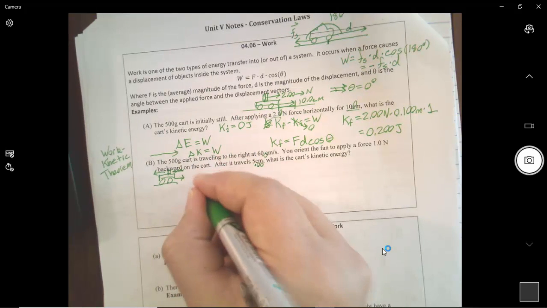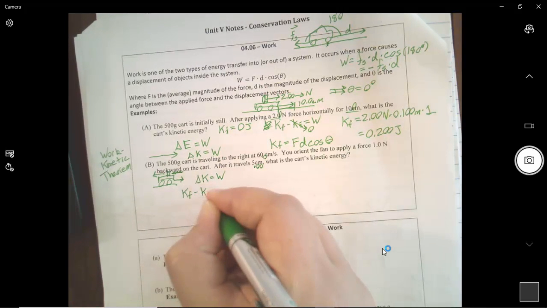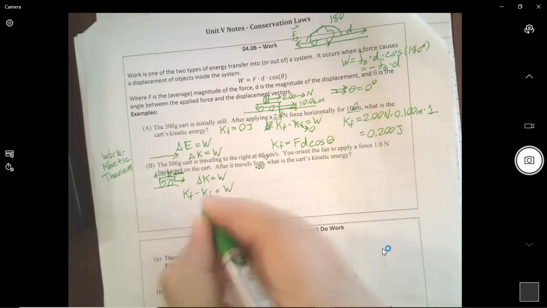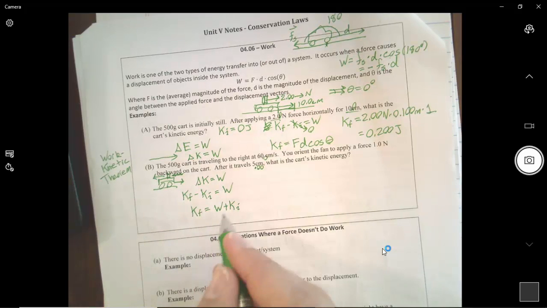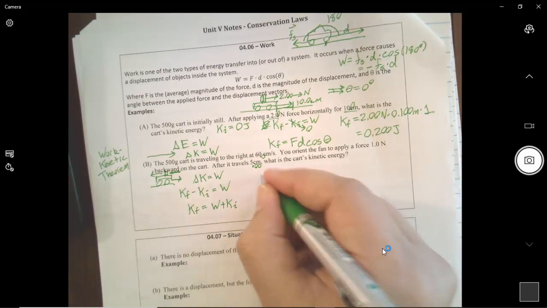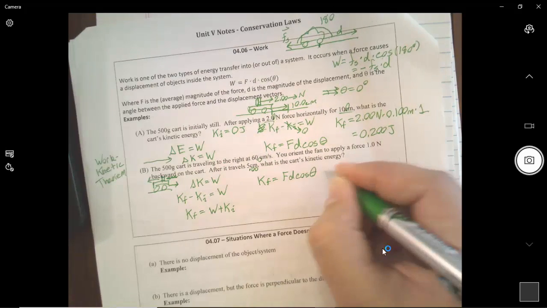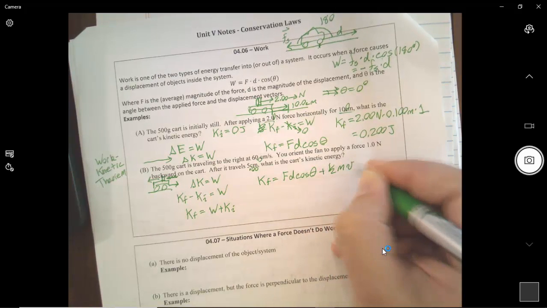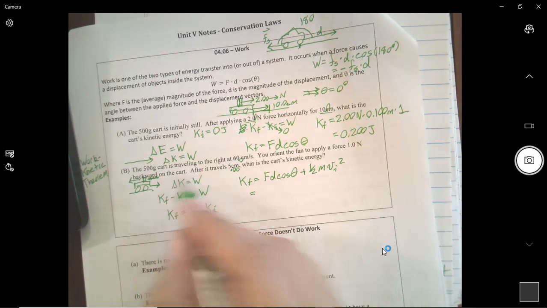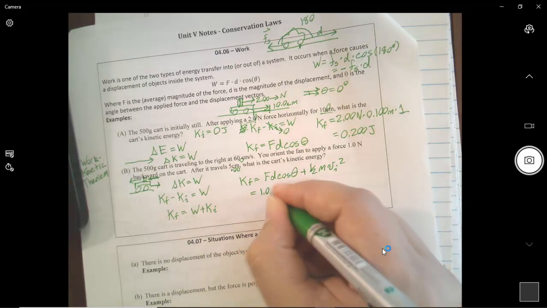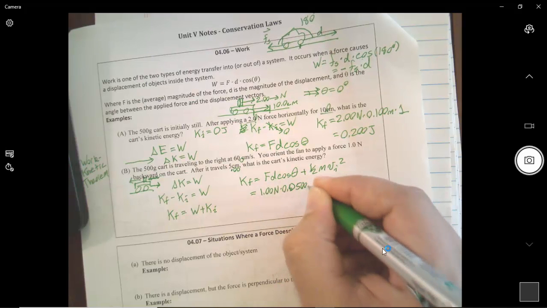Similar scenario, we're going to have delta K is equal to W. So we're going to have Kf minus Ki is equal to W. So Kf is equal to W plus Ki. Now the difference here is we actually have a Ki. So for Kf, we're going to have two equations. We're going to have our F D cosine theta, but we're also going to have 1/2 m vi squared.